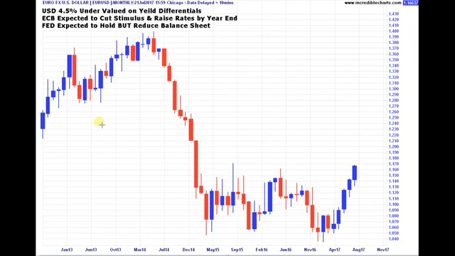Reducing the balance sheet is effectively quantitative tightening. So it's basically like an interest rate rise. But a lot of economists don't see it as an interest rate rise, which I find kind of odd. But it is. So I think the market is very bullish of the euro, very bearish of the dollar.